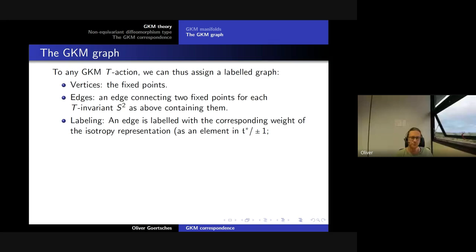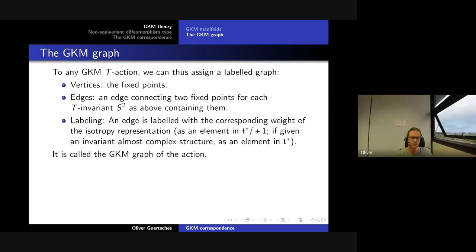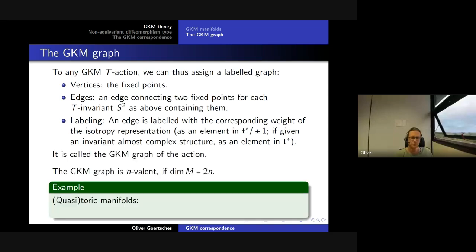Put differently, one can also look at it like this. You look at one of the two fixed points in this sphere. You look at the isotropy representation. This decomposes into irreducible submodules. Each irreducible submodule corresponds to one of the spheres, and I look at the weight of this irreducible submodule. So if I have some more geometric structure, for example, an invariant almost complex structure, then I can also define weights, not modulo sign, but as honest linear forms, because I can make sense of clockwise and counterclockwise rotation. But in general, I only have this modulo plus minus 1 here. Okay, so this is called the GKM graph of the action.